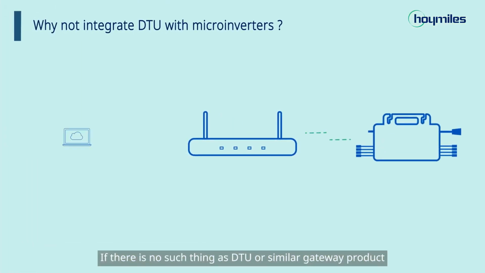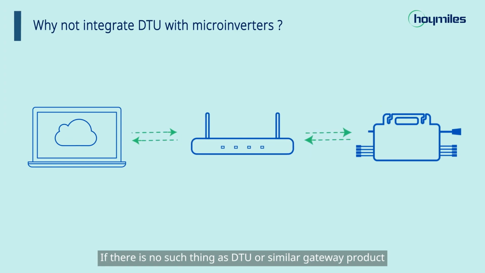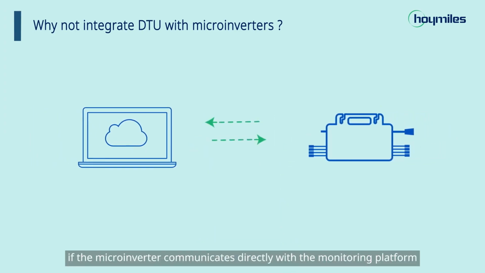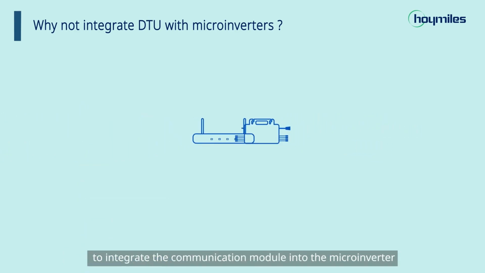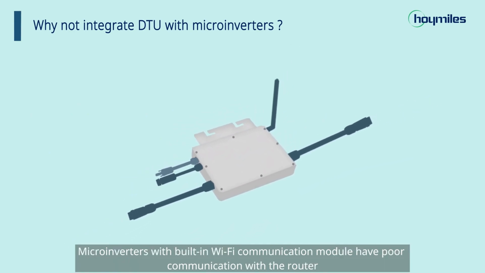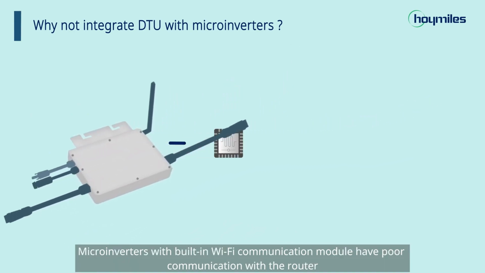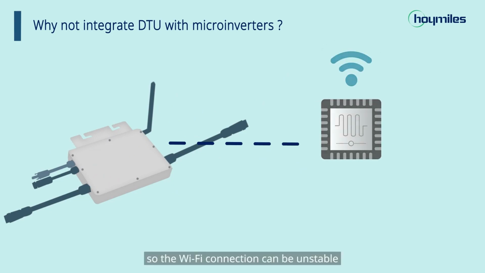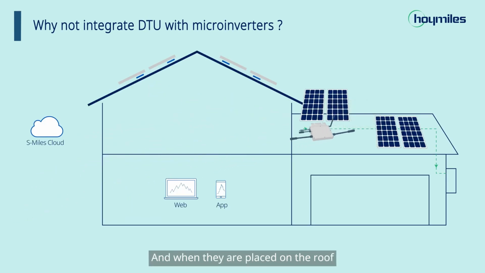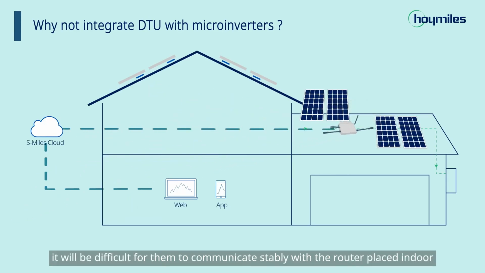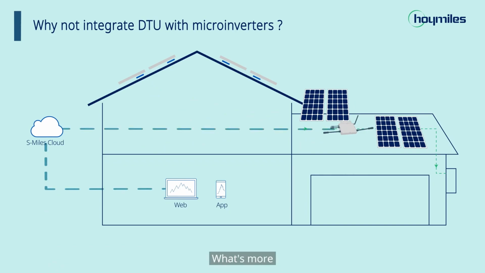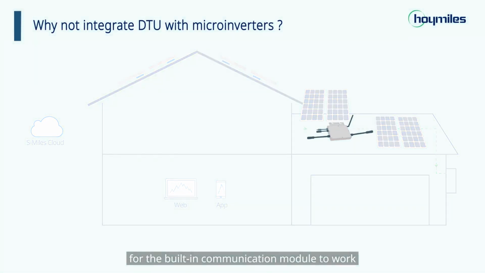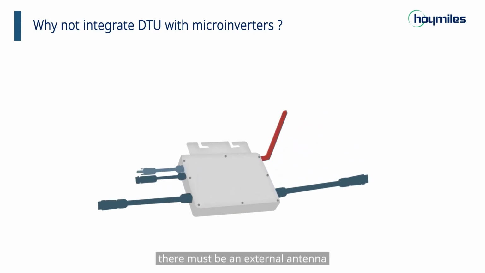If there is no such thing as DTU or similar gateway product, that is, if the microinverter communicates directly with the monitoring platform, then the only way to realize such communication would be to integrate the communication module into the microinverter. Microinverters with built-in Wi-Fi communication module have poor communication with the router, so the Wi-Fi connection can be unstable, and when they are placed on the roof, it will be difficult for them to communicate stably with the router placed indoor. What's more, for the built-in communication module to work, there must be an external antenna.